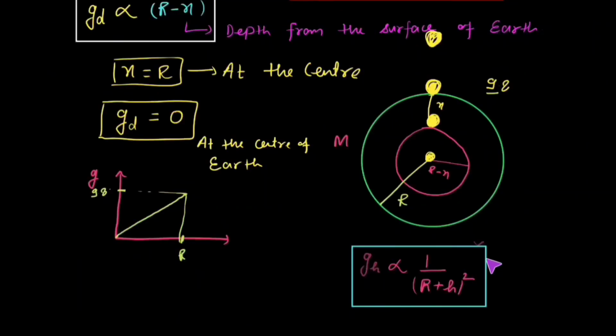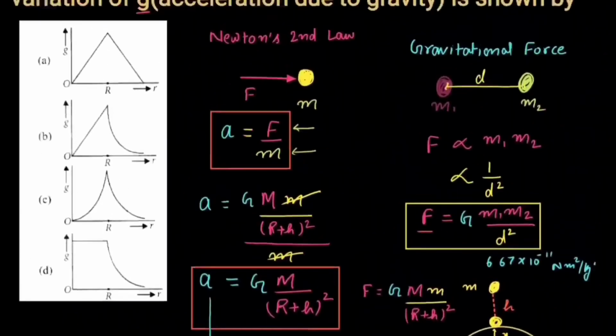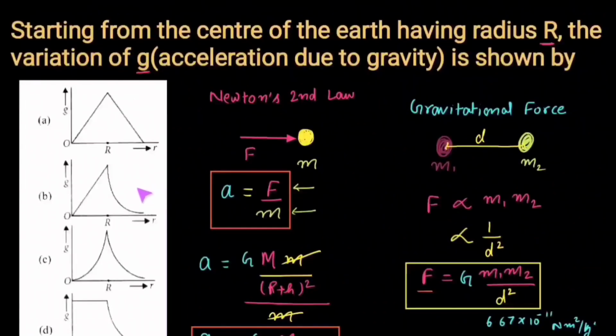So this was the relation which we have derived earlier. Here the relation is inversely proportional as well as of the square, so this will be something like this. So this is the variation in the acceleration due to gravity from the center of Earth to the surface and as we move away from the surface to a certain height. So this is the graph, and if we match this graph with the options given, we can see that option B is the correct one.